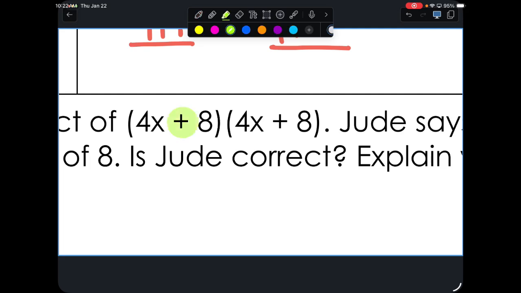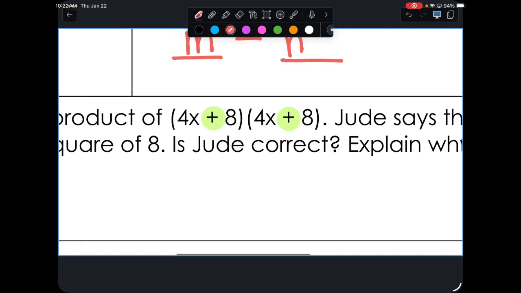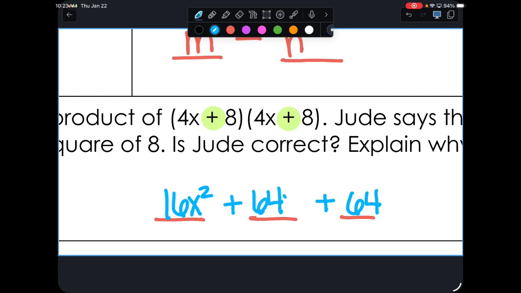So since they're both plus signs, we're using the rules from the front side, okay? Using the rules from the front, you end up with 3 terms. Square the first term, it's 16x squared. Square the last term, 64. Now for the middle term, multiply those. 4 times 8, 32. Double it, 64x. Okay?